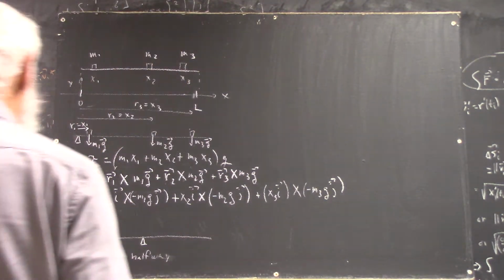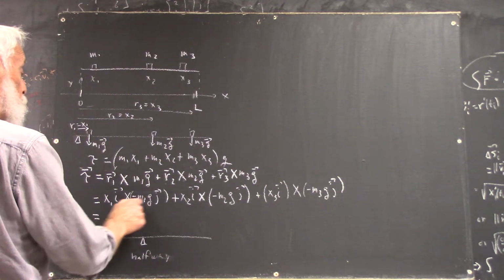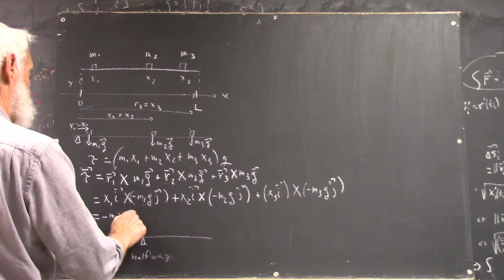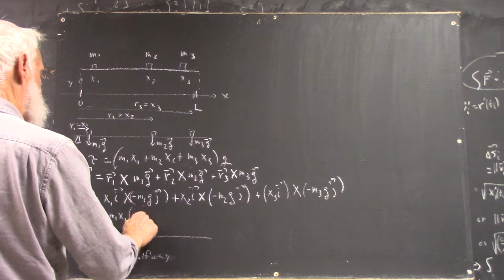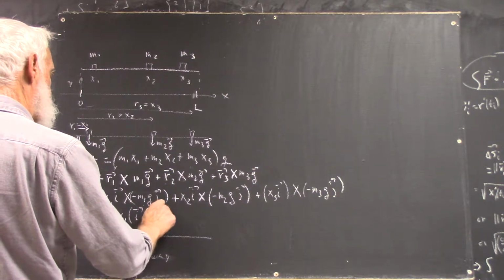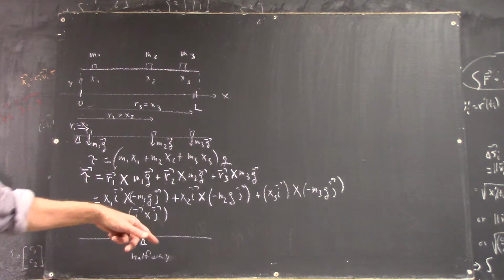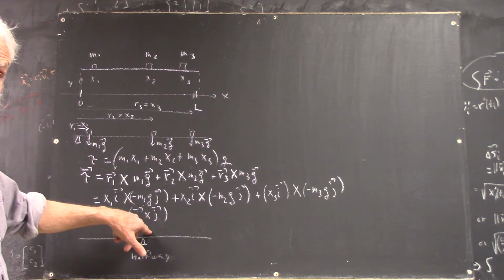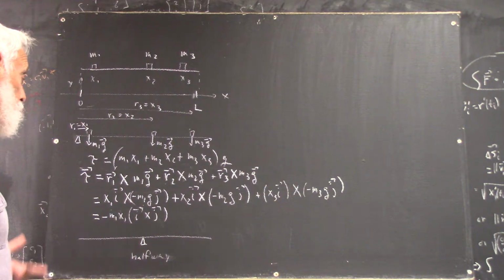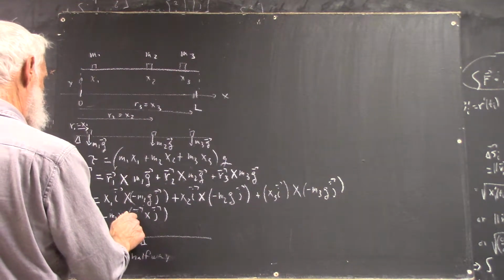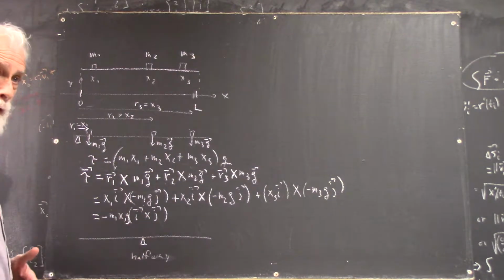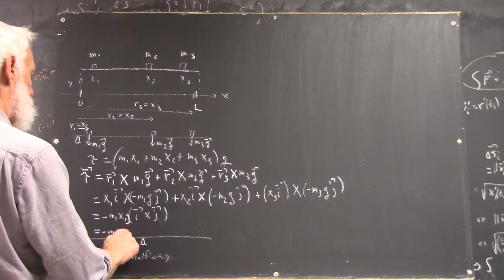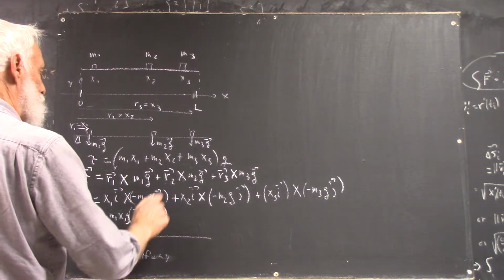Now we've got constants. X1 and M1 are constants, so we have negative M1 X1 times I cross J. And I cross J is K, as we just mentioned, so we have negative M1 X1 times K here, right? And G. Did I lose G? Yeah. There's G. Okay? So that equals negative M1 X1 G, and it's times K.